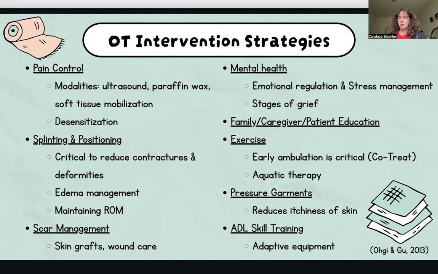Mental health counseling is also important. There would be counselors available to kids and families, but we are able to apply things that we've learned to help manage emotional regulation and stress management so children feel confident and able to participate in the things that they need to or like to do. Family and caregiver parent education is also very important. Exercise and early ambulation is critical.